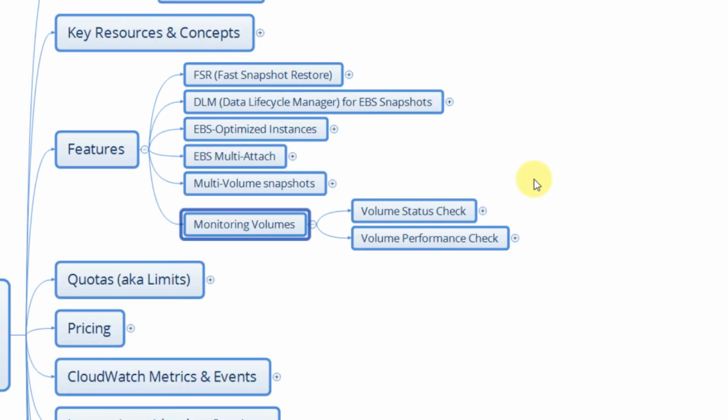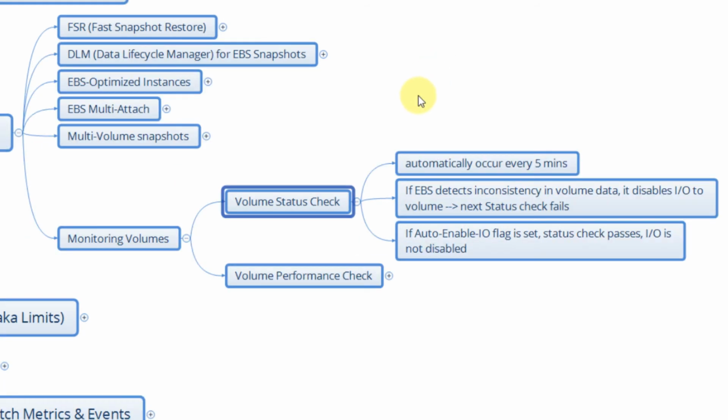You can monitor volumes in two ways. There is a status check and a performance check. The status check on a volume runs automatically every 5 minutes. And if EBS detects some inconsistency in the data on the volume, it disables IO to the volume, as a result of which the next status check fails and an event is raised.